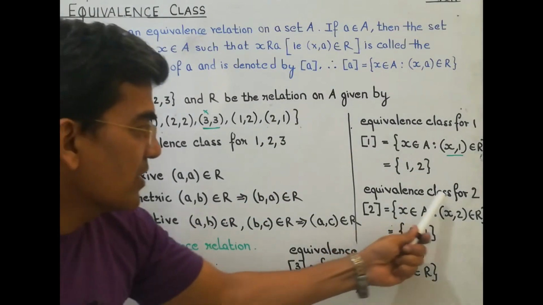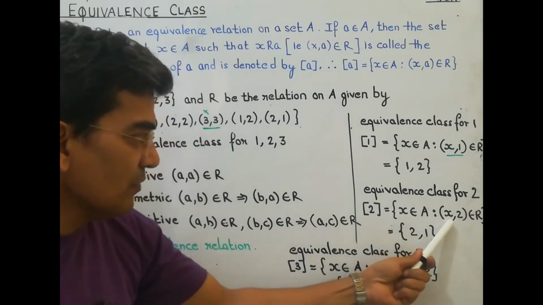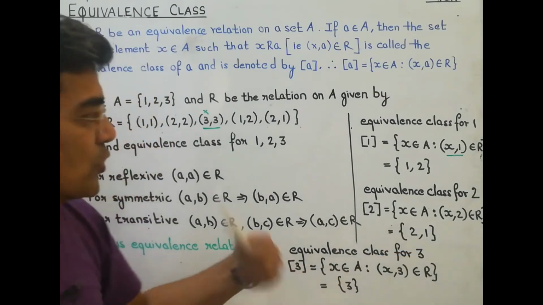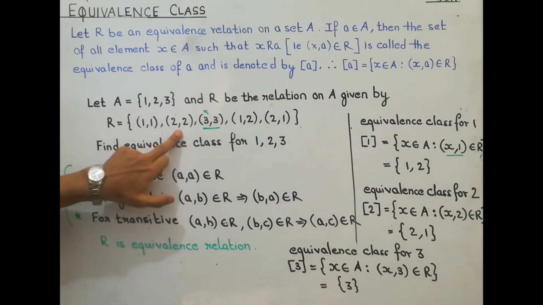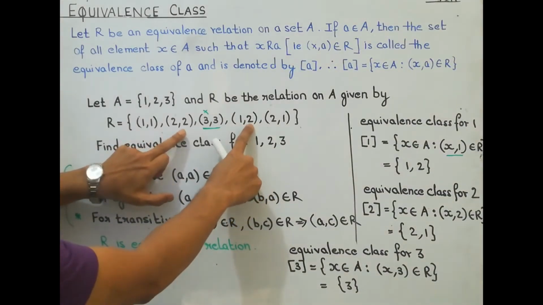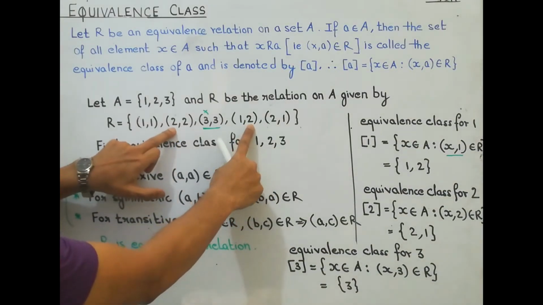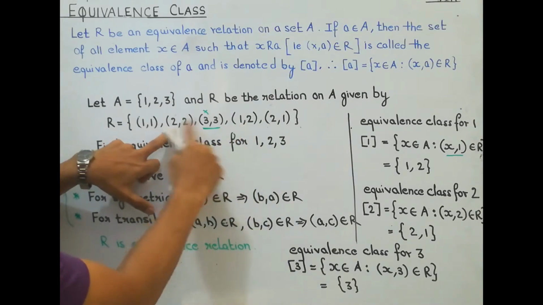You need the equivalence class for 2. That is x comma 2. So you will find all the ordered pairs in the relation having the second element 2. So this and this. They are having the second element 2. So then you will write the set of the first element. So 2 and 1.